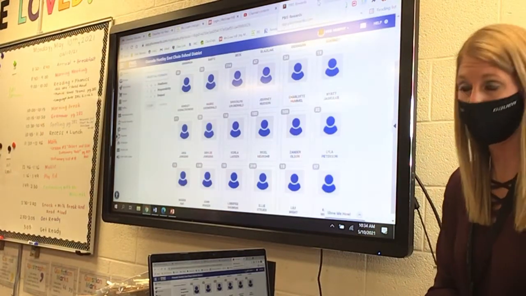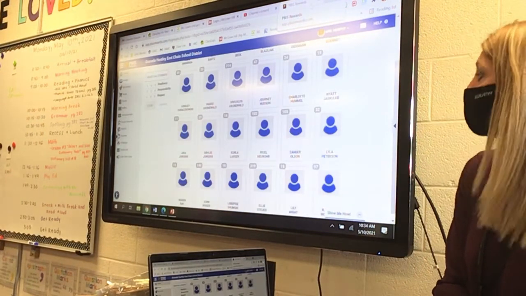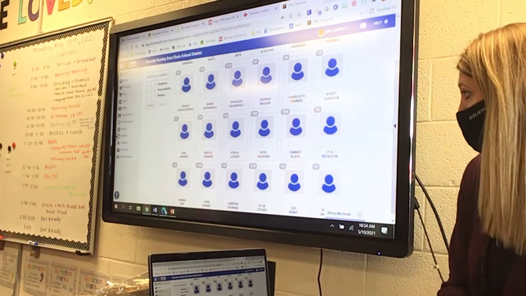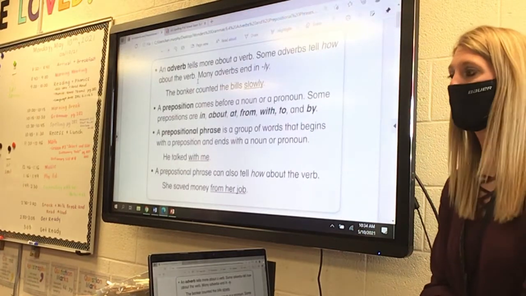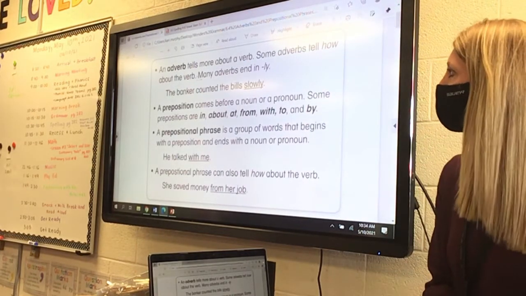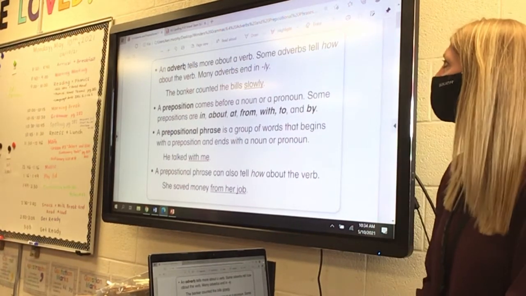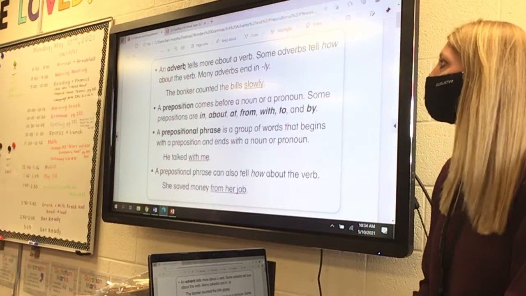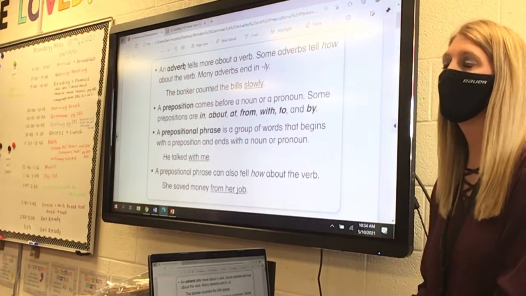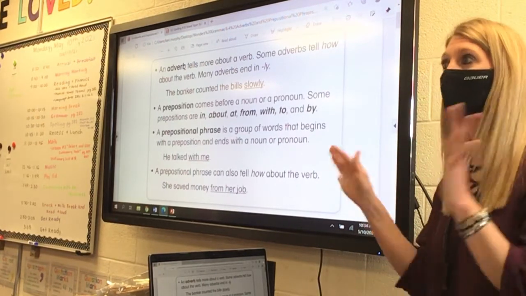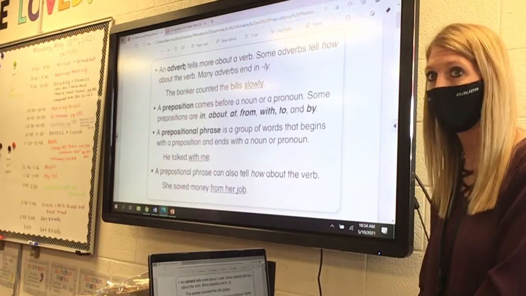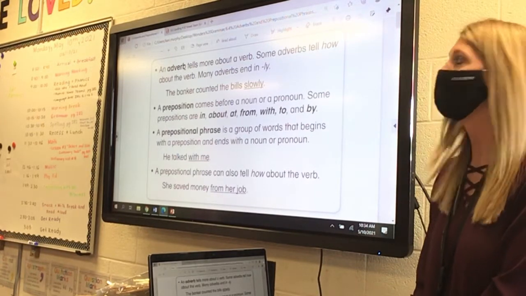Adjectives describe the nouns. Adverbs describe the verbs. Okay, on your paper today, make sure your name is at the top. And in the box, it says an adverb tells more about a verb. Some adverbs tell about the verb. Many adverbs end in ly. Just like in the video, did you see all those words ending in ly? Yes. Those are all adverbs.